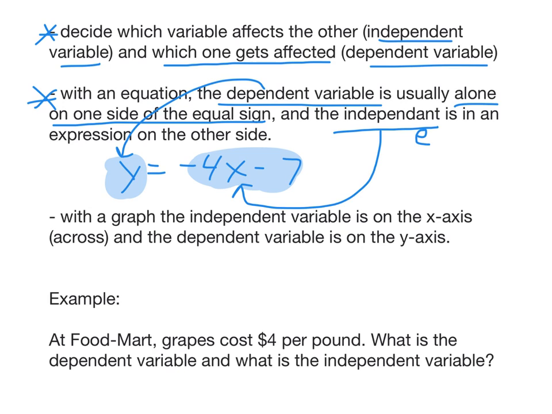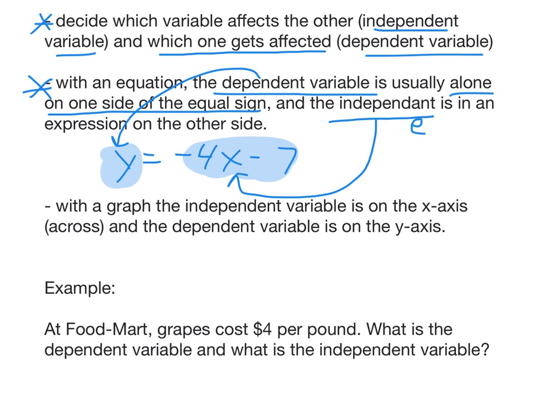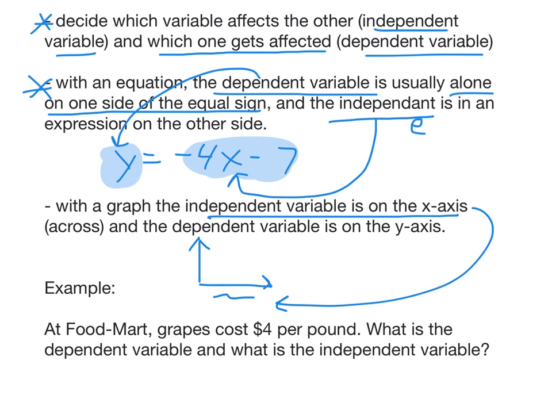So, with a graph, the independent variable is on the x-axis, the across, and the dependent variable is on the y-axis. So if you're looking at a graph, it's pretty easy to determine which one's independent and which one's dependent. Whatever the x-axis is, is independent. Independent variables on the x-axis. Whichever one's on the y-axis is dependent. The dependent variable is on the y-axis, so it would be written right there.